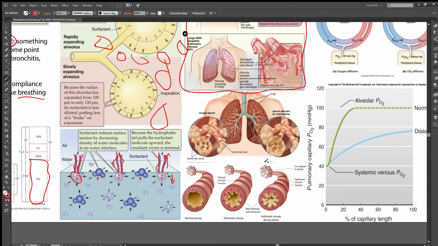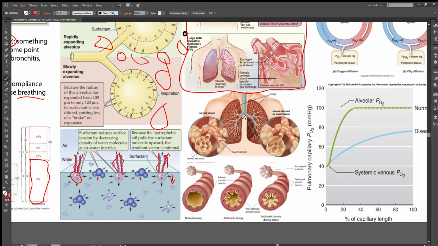Now we're going to talk about COPD, which is those chronic obstructive pulmonary diseases. On the top here is emphysema, and you can include chronic bronchitis with this, and then on the bottom here is asthma. So chronic bronchitis is long-standing inflammation of the bronchi or bronchioles. Remember it's chronic and not just bronchitis.